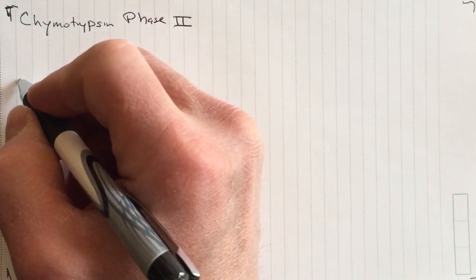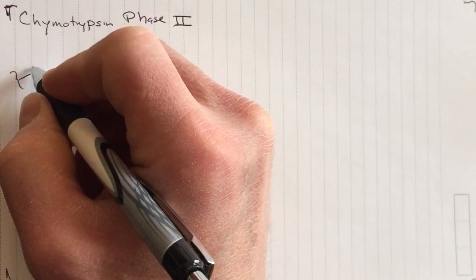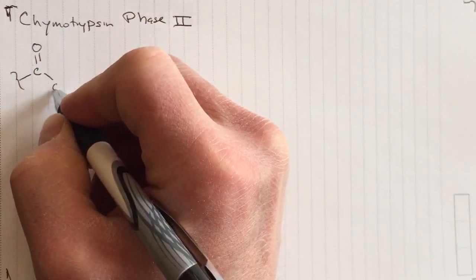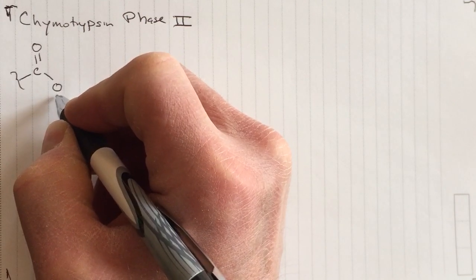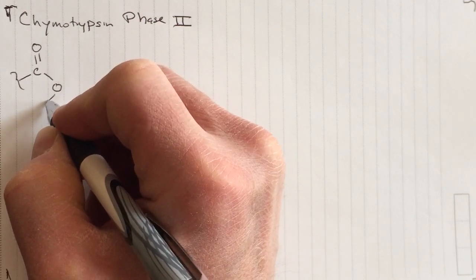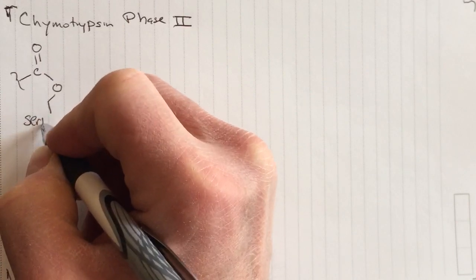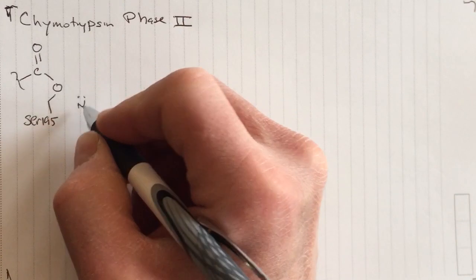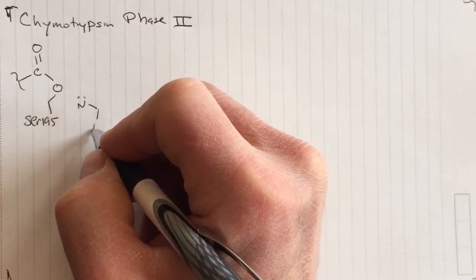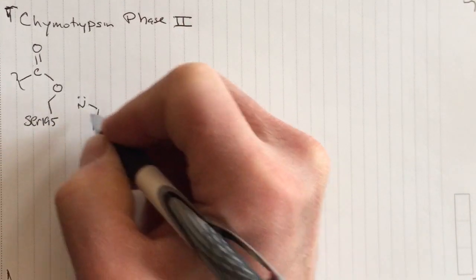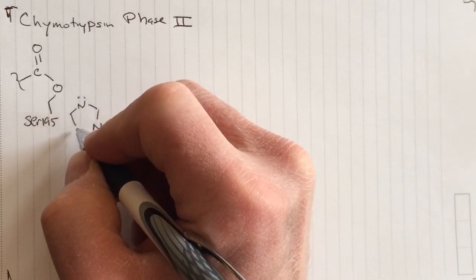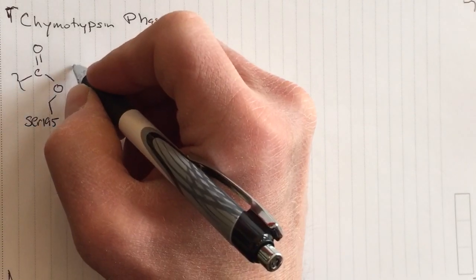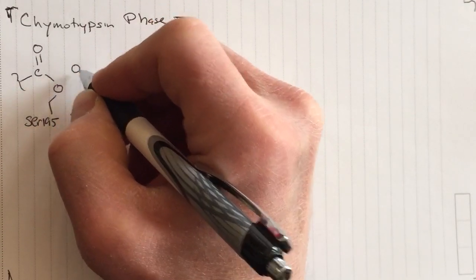We can draw what this looks like. We still have the carbonyl carbon covalently attached to serine 195. We have histidine 57, the catalytic base residue, in close proximity. And now we have the water molecule.